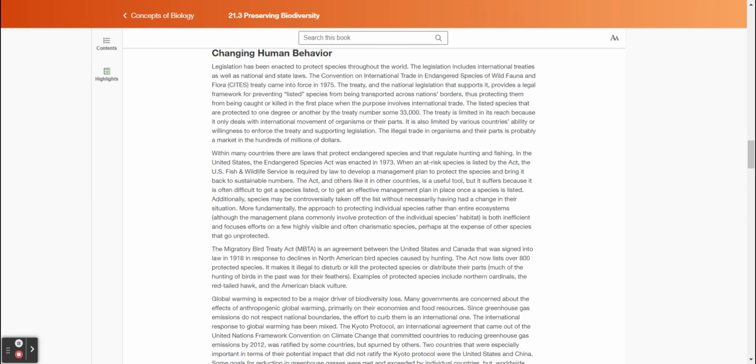Changing human behavior. Legislation has been enacted to protect species throughout the world. The legislation includes international treaties as well as national and state laws. The Convention on International Trade in Endangered Species of Wild Fauna and Flora, CITES, treaty came into force in 1975.